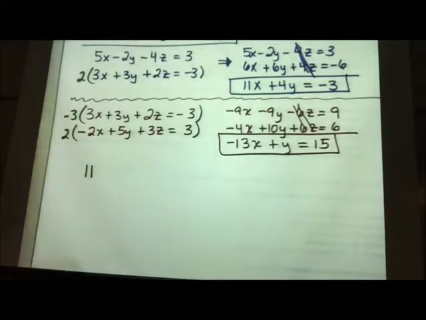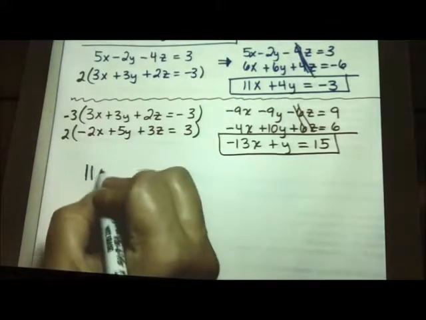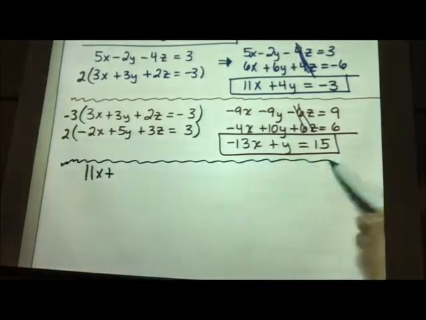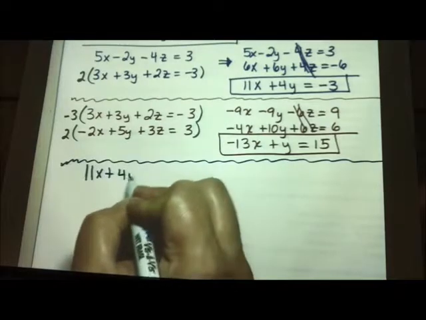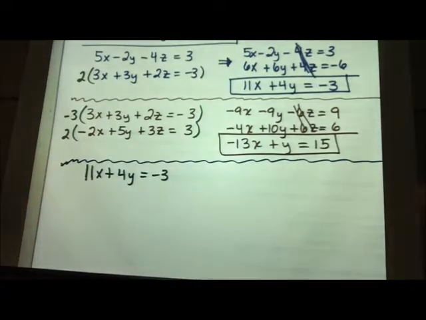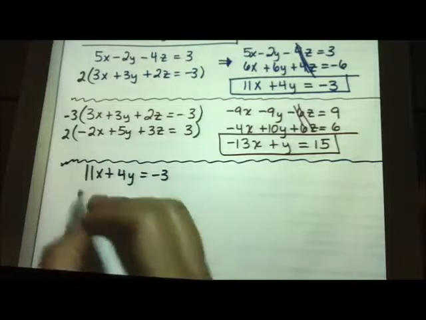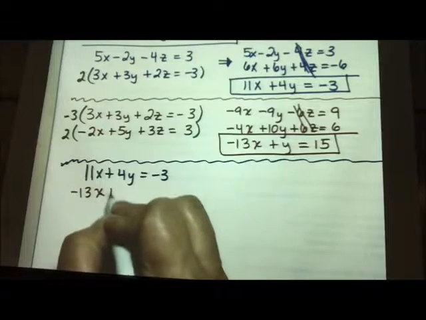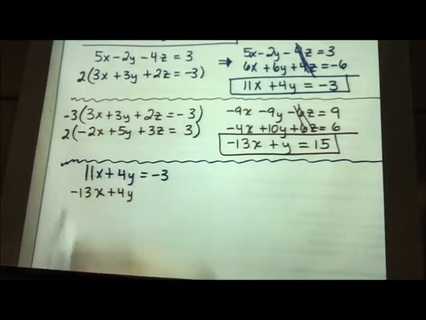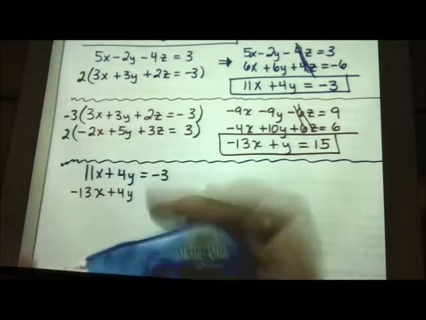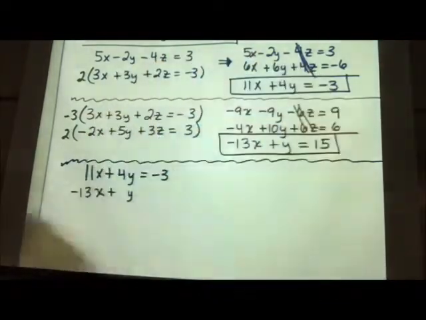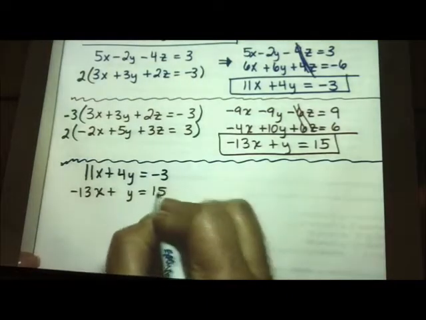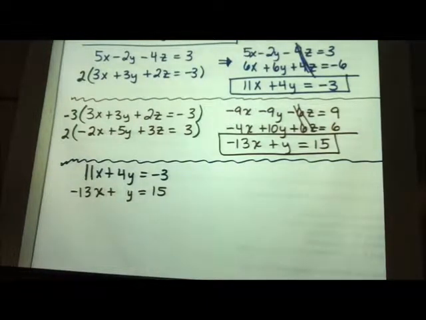11x plus, so let me do a little scribble so you know it has something to do with that, plus 4y equals a negative 3. And I'm going to put the negative 13x plus 4y, sorry, it's not 4y, it's just a y, plus y. We have to make it a 4 in a little bit, so we're going to work with that. So it's just y equals 15.